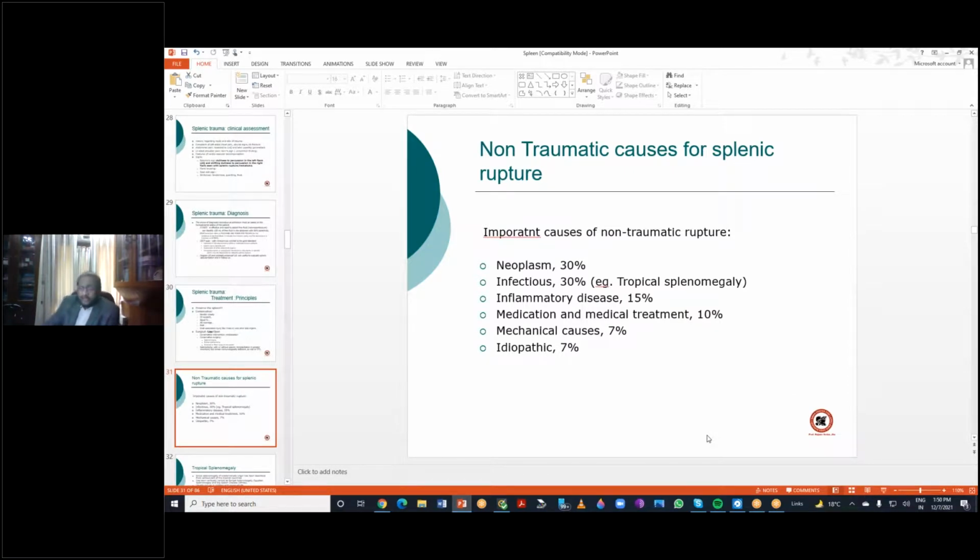The other non-traumatic causes of splenic rupture: the most common is the traumatic one, but other important causes are neoplasm. It could be infectious, like for example, tropical splenomegaly. It could be inflammatory disease. It could be medication, post-medical treatment. It could be mechanical causes, iatrogenic, like for example, you're doing a mobilization of the left splenic flexure and you manage to damage the spleen. Or you're trying to mobilize the greater curvature of the stomach, you're doing some surgery on the stomach and you damage the spleen. So that is the mechanical cause. And then of course, idiopathic, where you don't find any reason why this has happened. So these are non-traumatic causes.